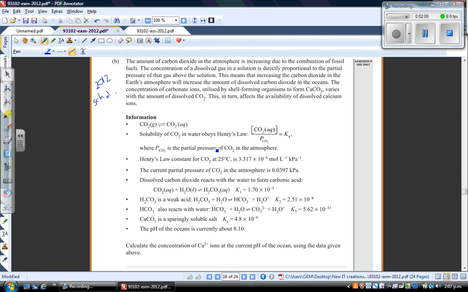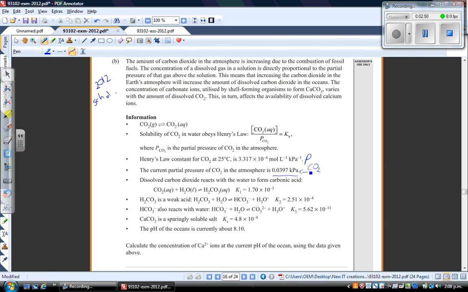And then PCO2 is the partial pressure of carbon dioxide in the atmosphere. Henry's law constant for CO2 at 25 degrees Celsius is 3.317 by 10 to the minus 4 moles per liter per kilopascal, that is kilopascals to the minus 1. So again, if you're put off by numbers and units, then this wouldn't be the question for you. The current partial pressure of CO2 in the atmosphere is 0.0397 kilopascals. So that there is your CO2 and your PCO2. That's what that value is right there.